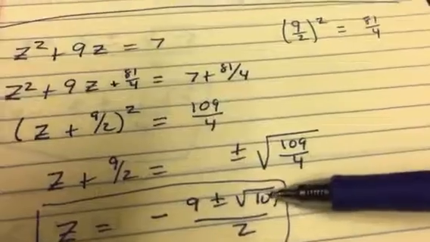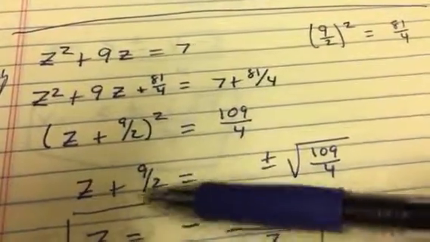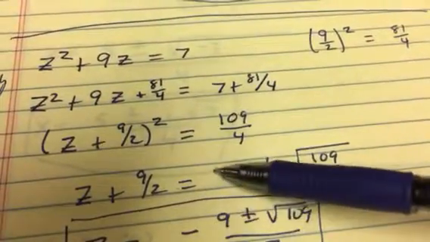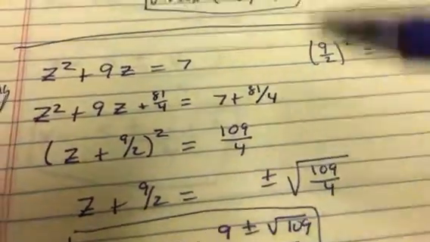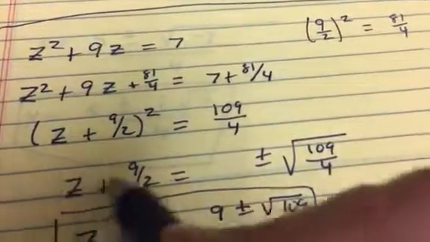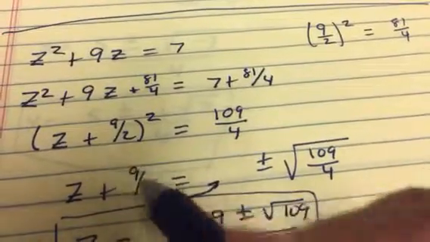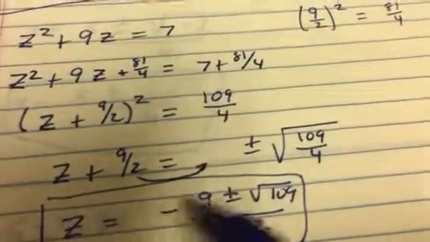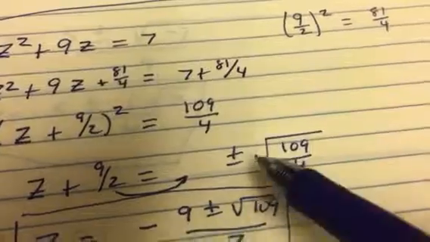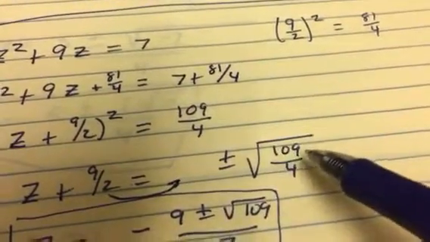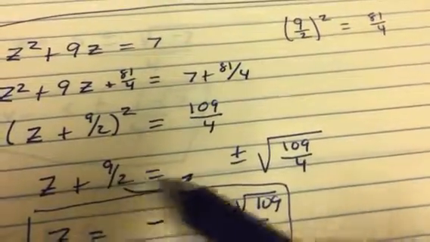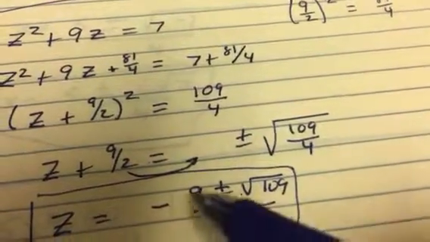So when I come down to this part, notice I'm going to move this 9/2 across the equal sign. When I move it across the equal sign, it becomes a negative 9/2. So z equals negative 9 plus or minus the square root of 109, and notice my denominators will be a 2, all over 2.